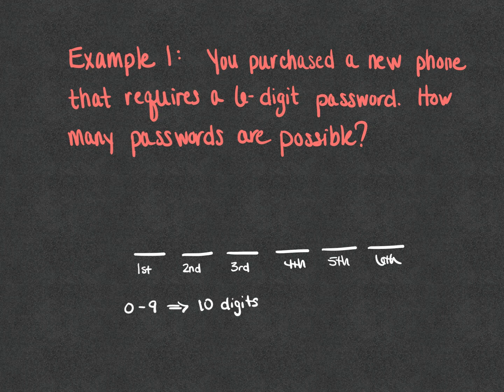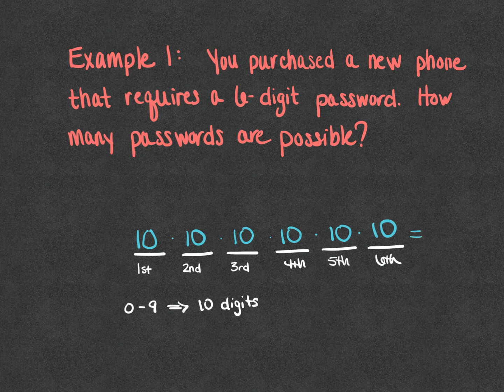So for my first digit of my password, I have 10 choices. I can use any of the digits 0 through 9. Once I pick the first digit in my password, I now get to pick the second digit in my password. And again, I have 10 choices. I can pick any number I want. And this will be the case throughout the password creation process. There is no reason that I have to eliminate any given digit. I can repeat as many times as I want.